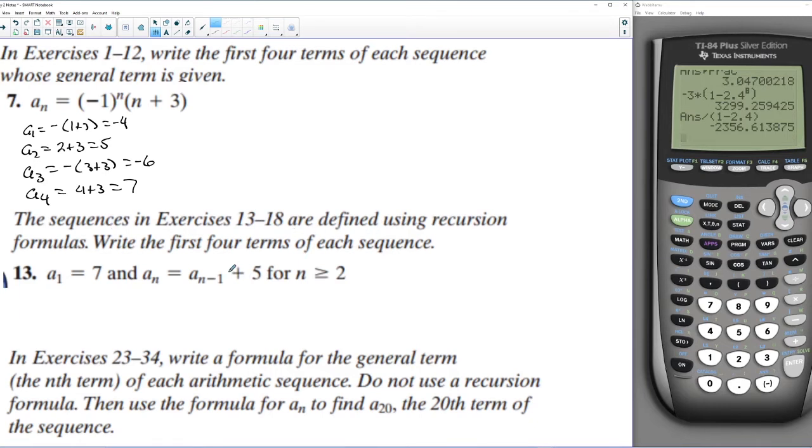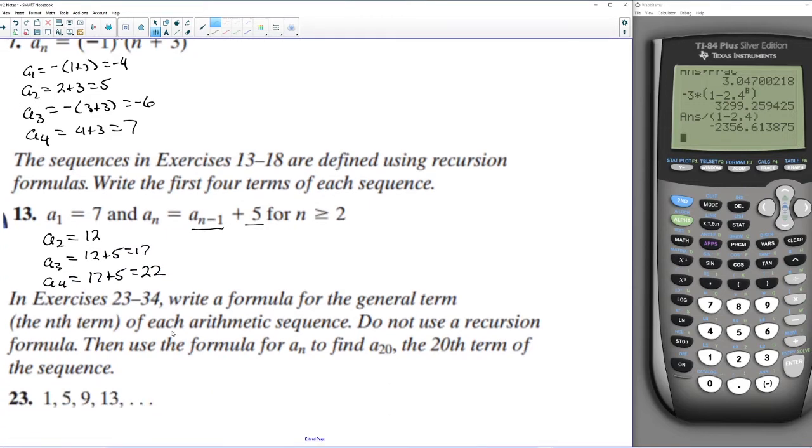The sequences in exercises 13 through 18 are defined using recursion formulas. Write the first 4 terms of each sequence. Well, A sub 1 is 7. A sub 2, we take the previous term and add 5. So that's going to be 12. A sub 3 now is 12 plus 5, and that's 17. And A sub 4 is 17 plus 5, and that is 22.